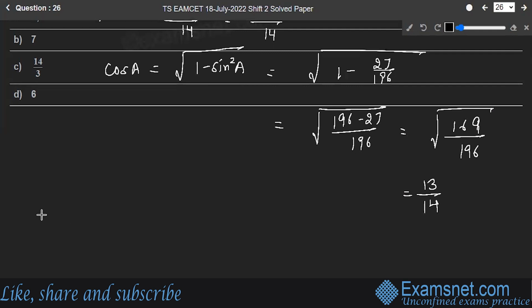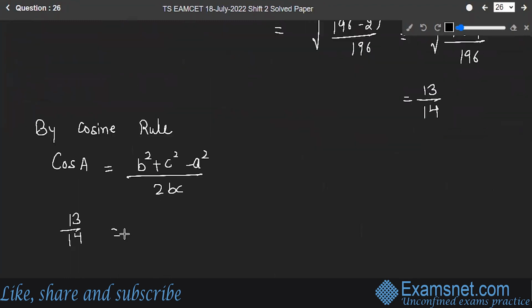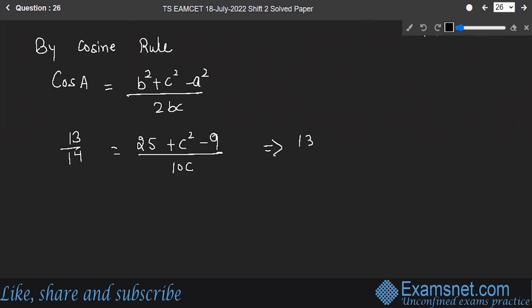Right. Now, by the cosine rule, you have cos A is equal to (b square plus c square minus a square) upon 2bc. We have all the values. Cos A was equal to 13 by 14. And b square is 5 and a is 3. Okay. So 5 square, 25. c I have to find out. Minus 9 upon 2bc. b was equal to 5. So 10c. Okay. Let's do the cross multiplication. So 130c is equal to 25 into 14. This will be equal to 350, right? Let's check.